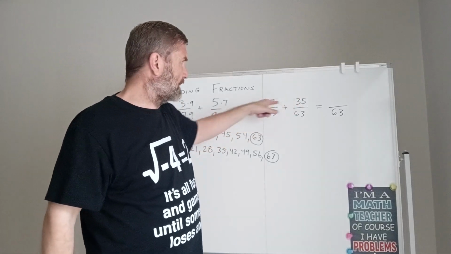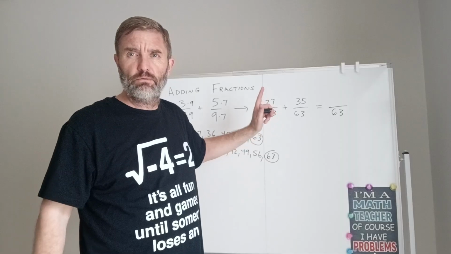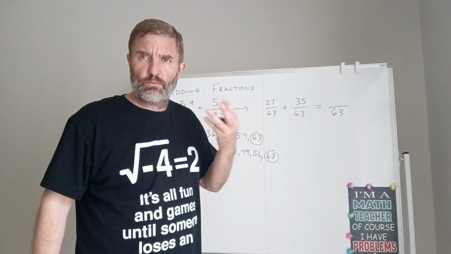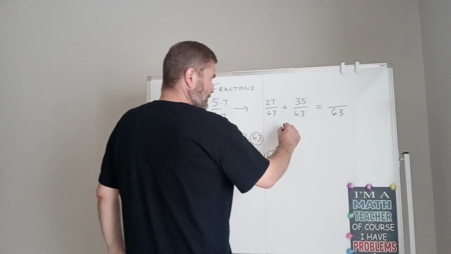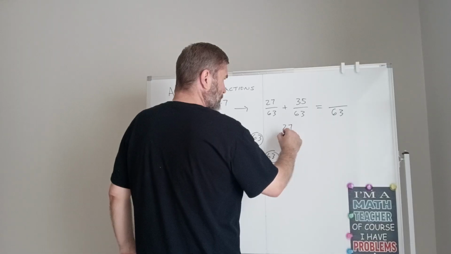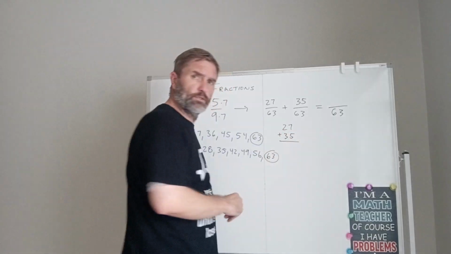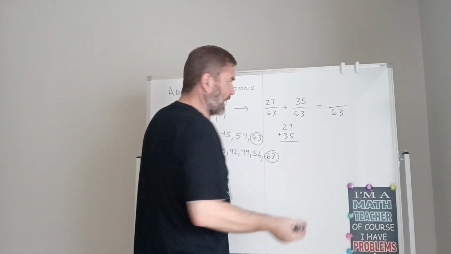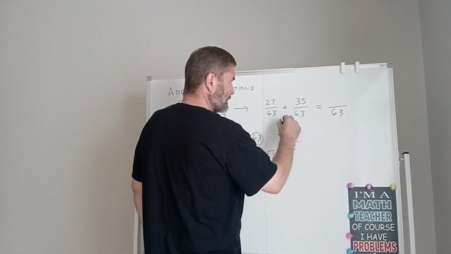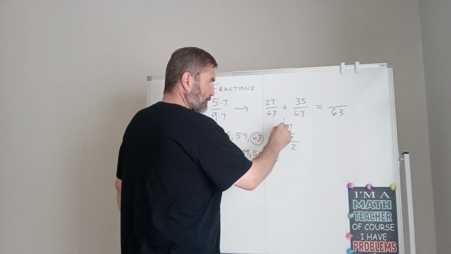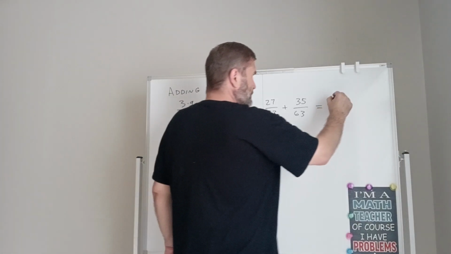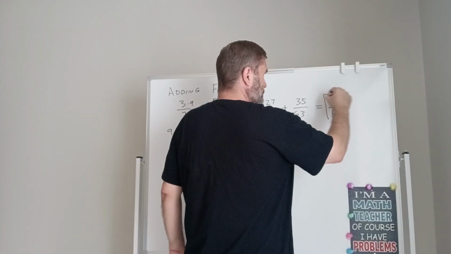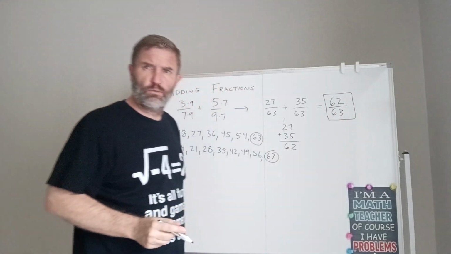Well, Mr. Hannah, I'm having trouble seeing that. Well, guess what you do? Don't be afraid to write out the problem. Just come underneath it, write your 27 plus 35, turn it into a first grade addition problem. Using our math facts, 7 plus 5 is 12, carry the 1. 1 plus 2, 3, plus 3 is 6. There you go, 62 out of 63. We have successfully added those fractions.